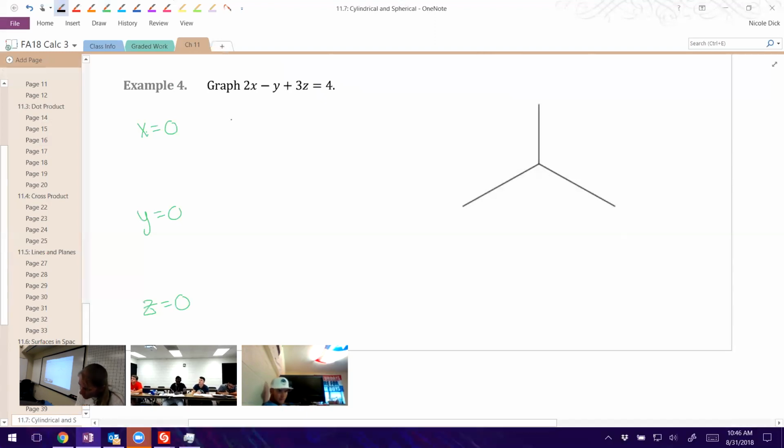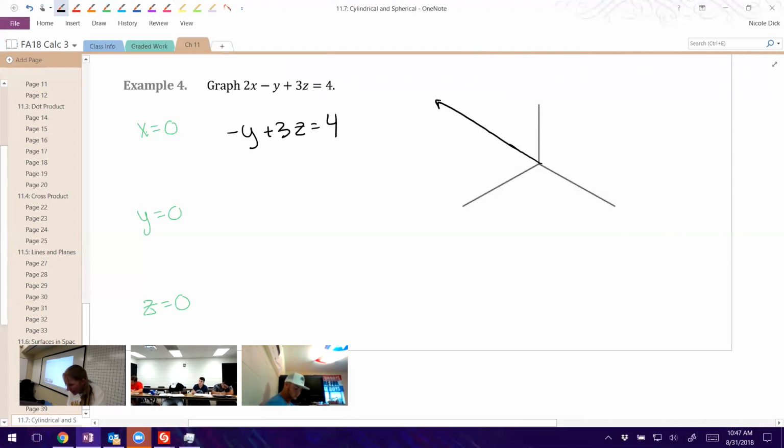So if x equals 0, we've got 2 times 0, which is a 0. So -y plus 3z equals 4. When x equals 0, it means we're kind of on this plane right here. If you can imagine that that's the plane that we're drawing on. So graph that guy. What's that going to look like? Oh, I need one that has to go the other direction. I should have picked better numbers. We're going to need to go the negative direction for this one too.